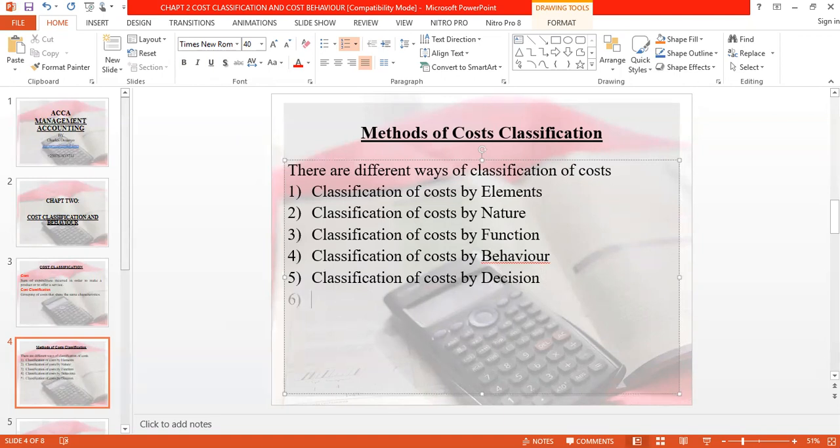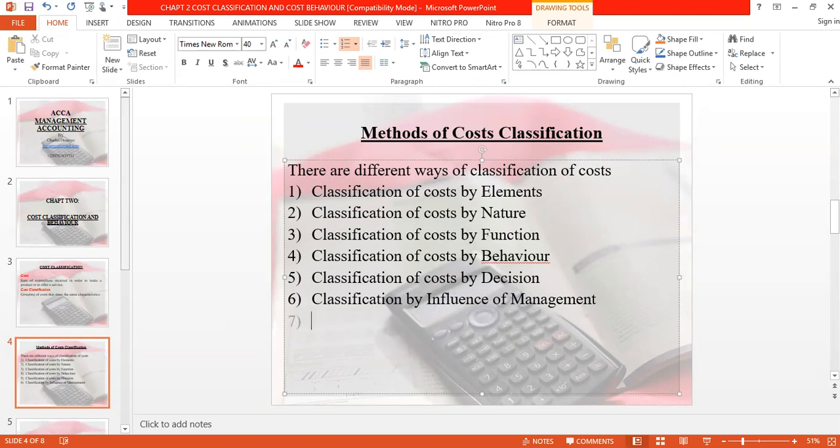Next, we look at classification of costs by the influence of management.